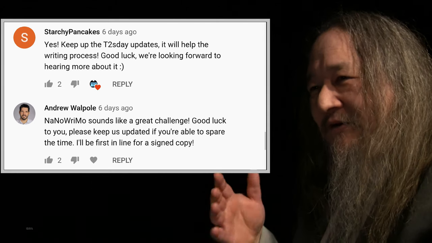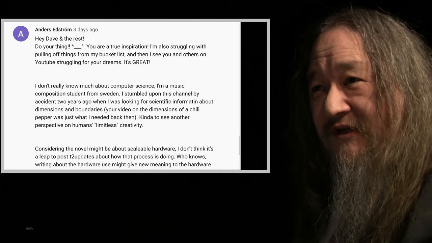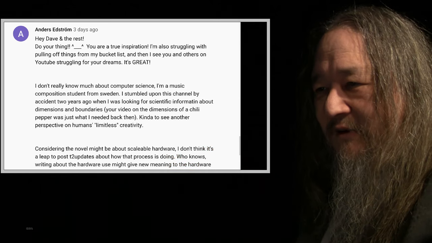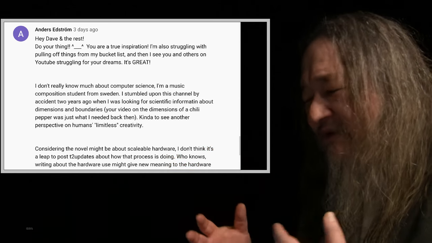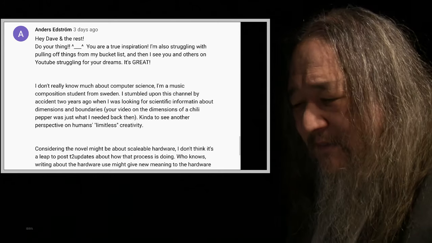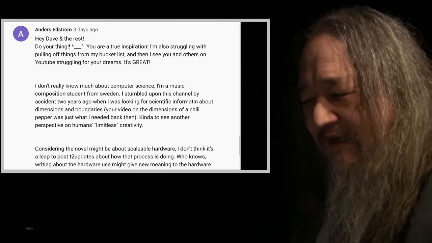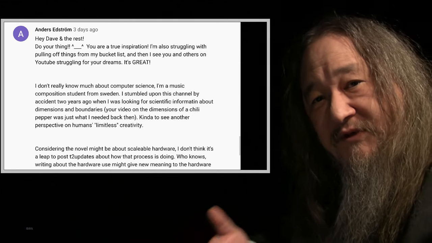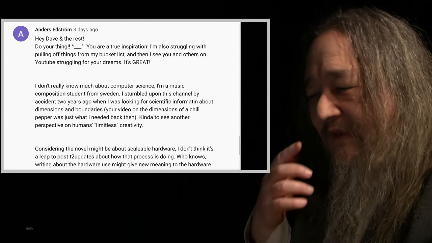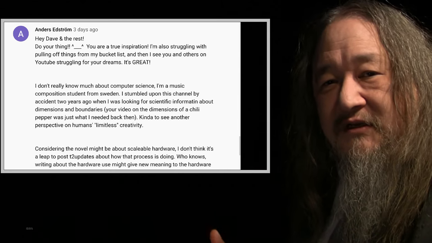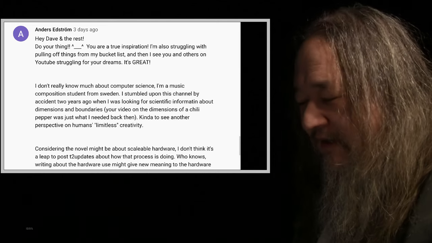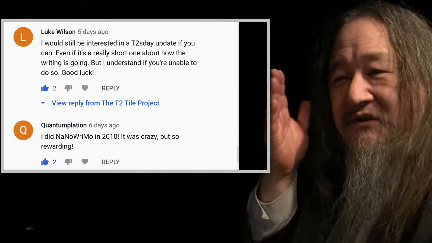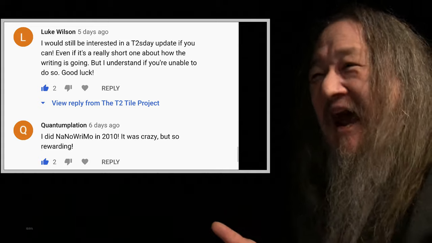All right, Anders Edstrom, a new voice, thank you for chiming in, talking about the novel being about scalable hardware, and it is. I mean, the novel's going to end up being about whatever it's going to end up being about, but the science fiction part of it for me is that it is set in the future of the Path to Best Effort, the paper which is online now. And it's trying to show what it's like when this stuff is really all over the place. And we'll see how much we can get into it. I mean, Luke Wilson Quantumplation actually did Nanowrimo 9 years ago.